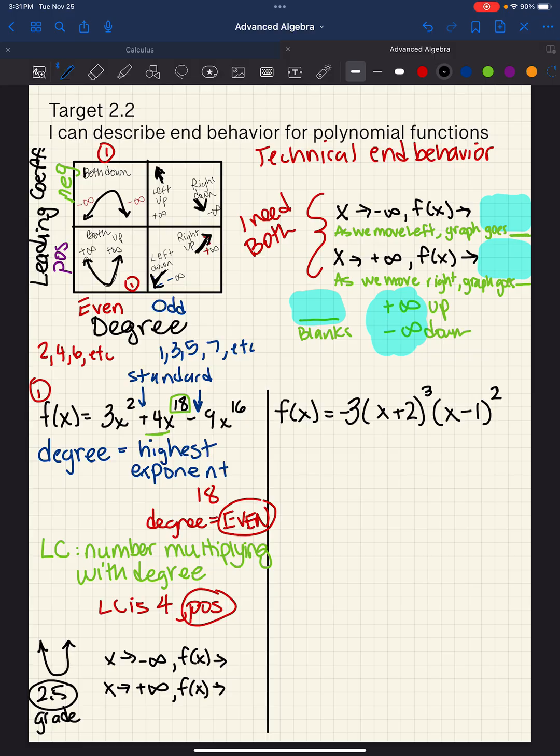When I told myself that I'm in the bottom left-hand corner of my answer key, I need both turquoise boxes to be the same. I need both of those to be positive infinity. That translates to they're both up. So this answer right here is to get a 4, to earn a 4.